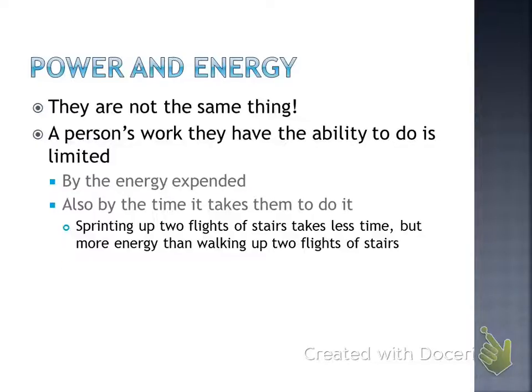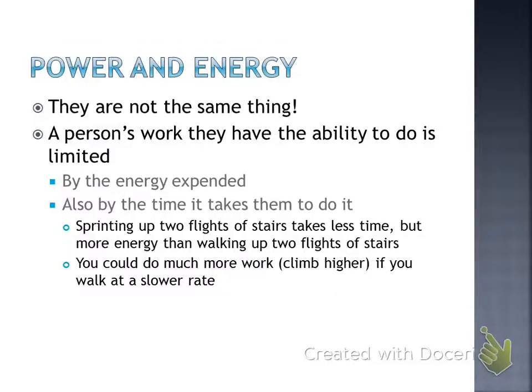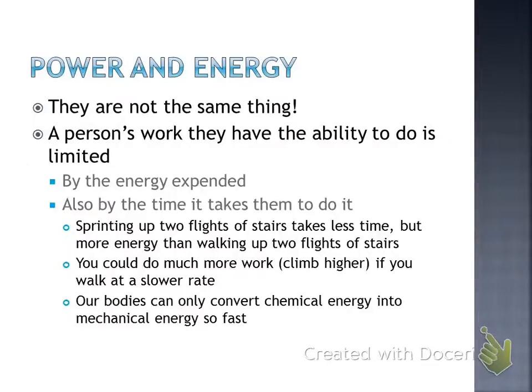That's going to be what our lab is centered around today. We could do more work if we climb higher, or if you walk at a slower rate. So if we're talking about the same amount of power output, we would have to adjust the time that it takes us to do that. And this is the last thing that we talked about. Our chemical conversions within our body can only happen so fast, so that's another limiting factor to the amount of energy or the amount of power that we can put out.